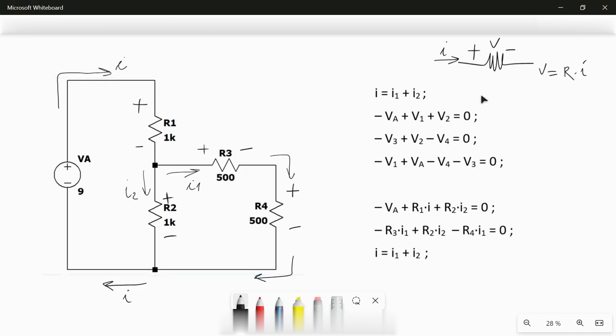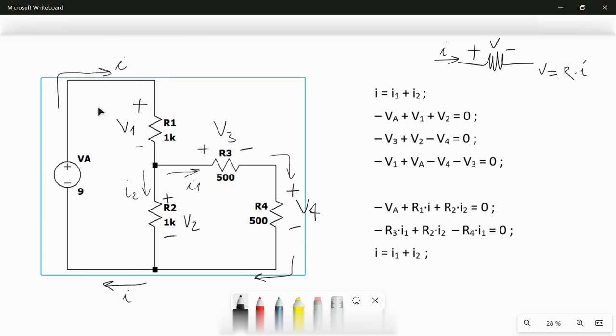I follow this convention. So I name the voltage drops. I will call this one V1, this is V2, this is V3, and this one is V4. And that's it. I have now all the information that I need for writing down the equations of each mesh.